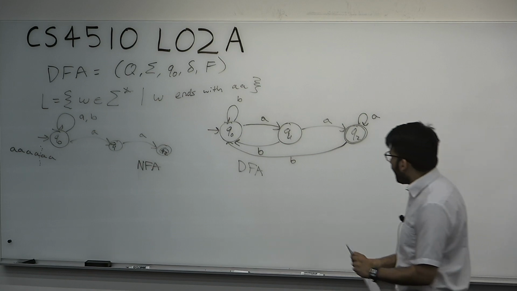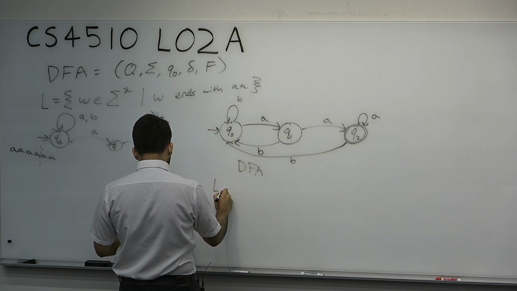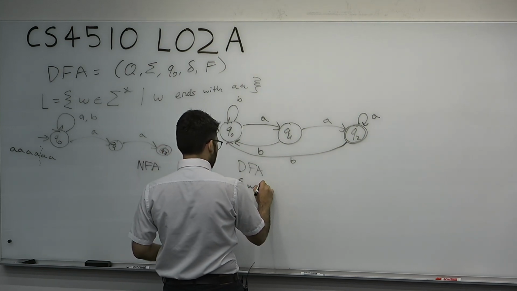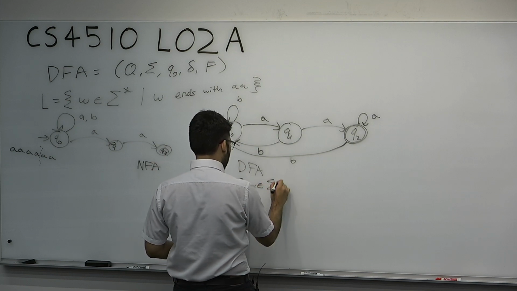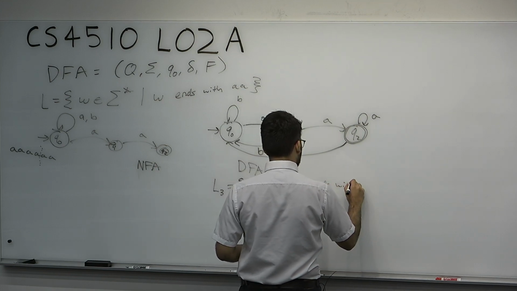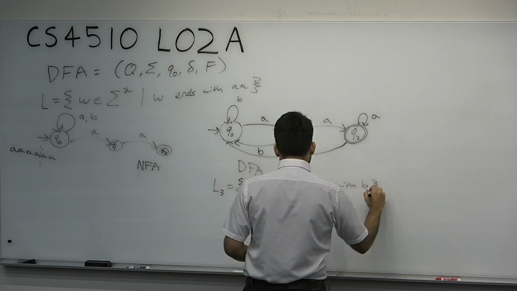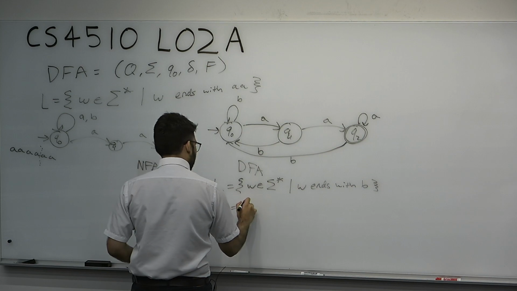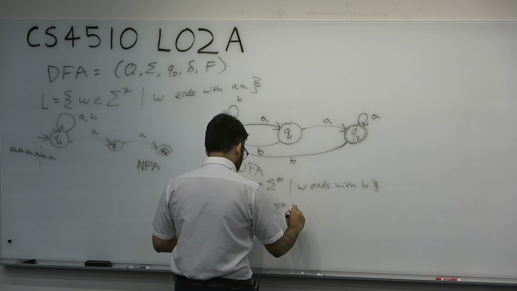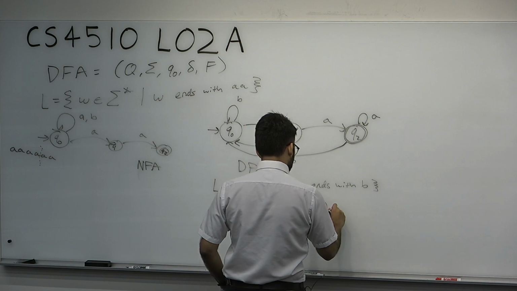As another example of the power, consider the following two languages. Let's say L3 is: w is in sigma star, and w ends with B. Instead of AB, I'll just say with B. And let's say we had L4: w is in sigma star, and the number of B's is even.